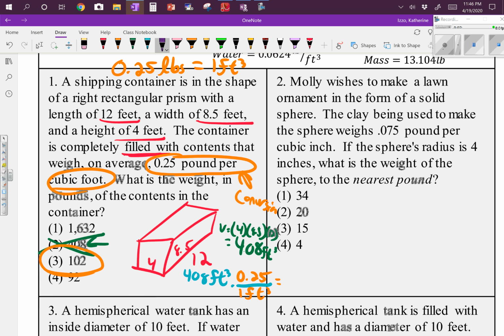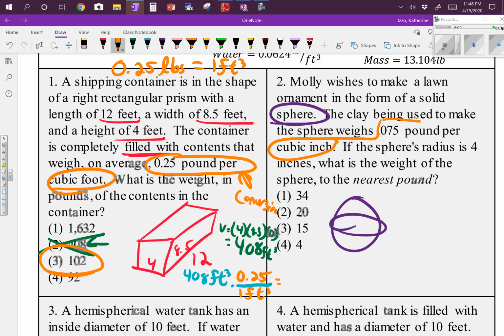With the next one, we've got a lawn ornament formed by a solid sphere. So we got this nice solid sphere. The clay being used to make the sphere weighs a certain conversion factor. We've got 0.075 pounds is equal to 1 inch cubed. And we've got a radius of 4 inches. So when we do the sphere, the volume is 4/3 pi r cubed.